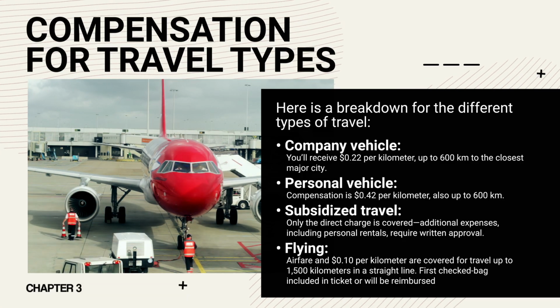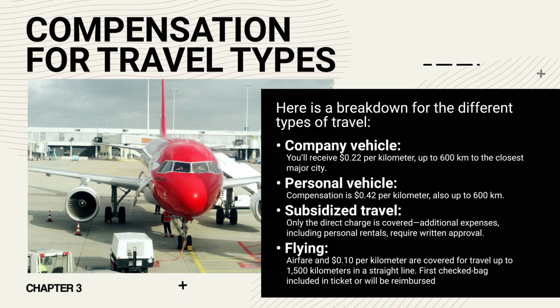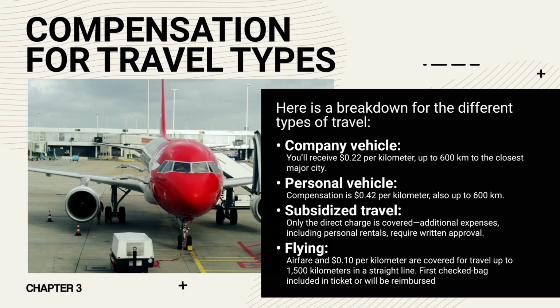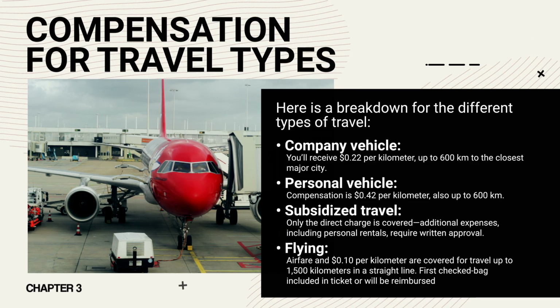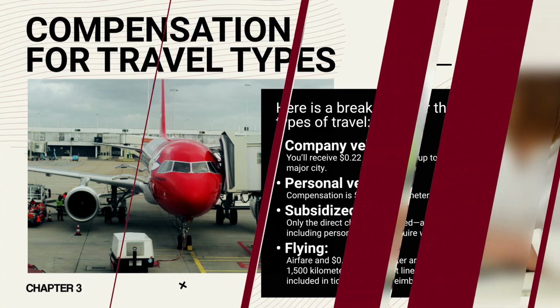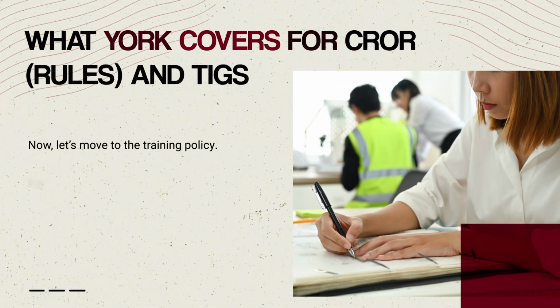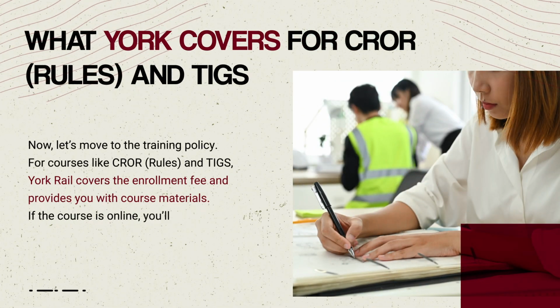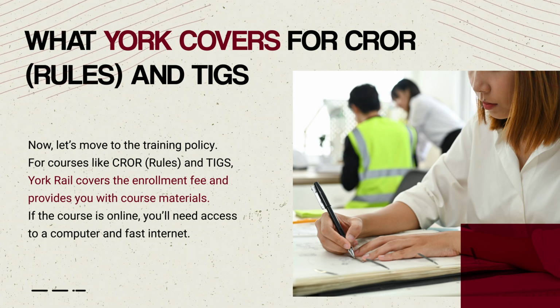Flying. Airfare and 10 cents per kilometer are covered for travel up to 1,500 kilometers in a straight line. First check bag included in ticket or will be reimbursed. What York covers for CROR rules and TIGs. Now, let's move to the training policy.